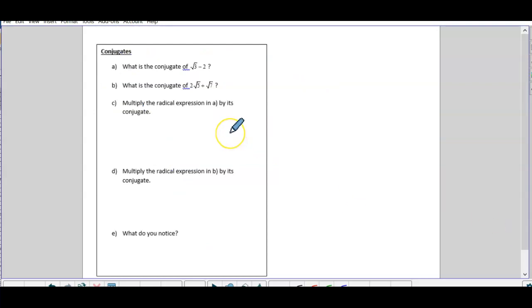Now we need to get ready to do fractions that have two terms. We talked a little bit about conjugates in previous lessons. What is the conjugate of root 3 minus 2? You can find a conjugate if it's got two terms in it, whether it's a polynomial, so a binomial, or whether it's a radical binomial. So here, the conjugate has the same terms, but the opposite sign in between, plus.